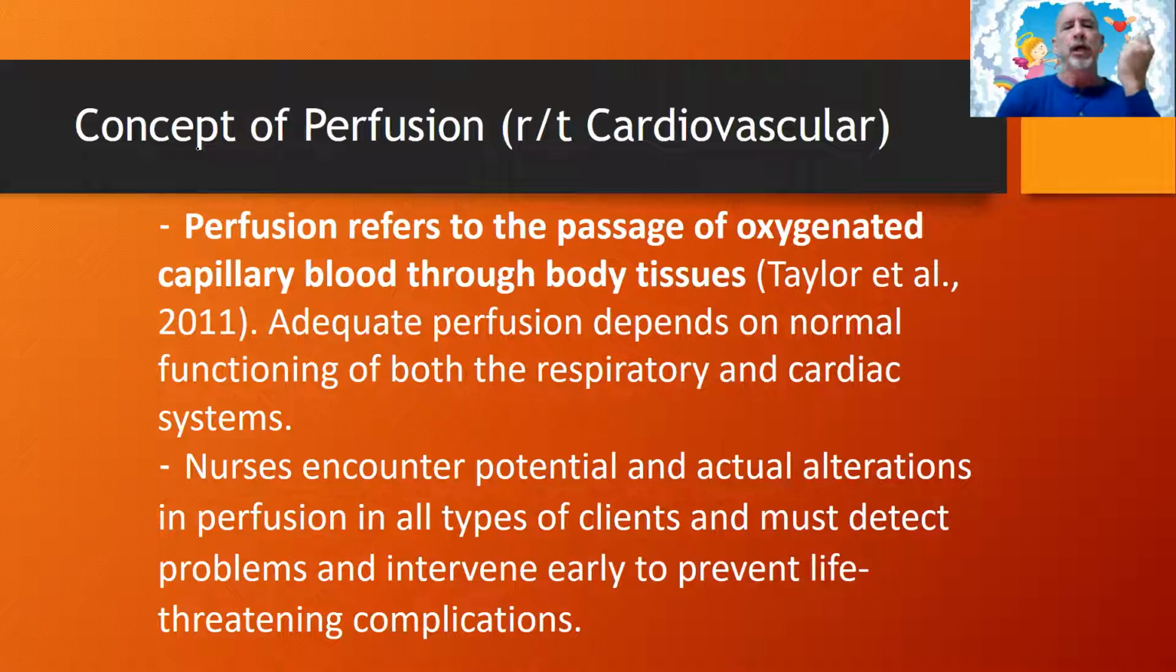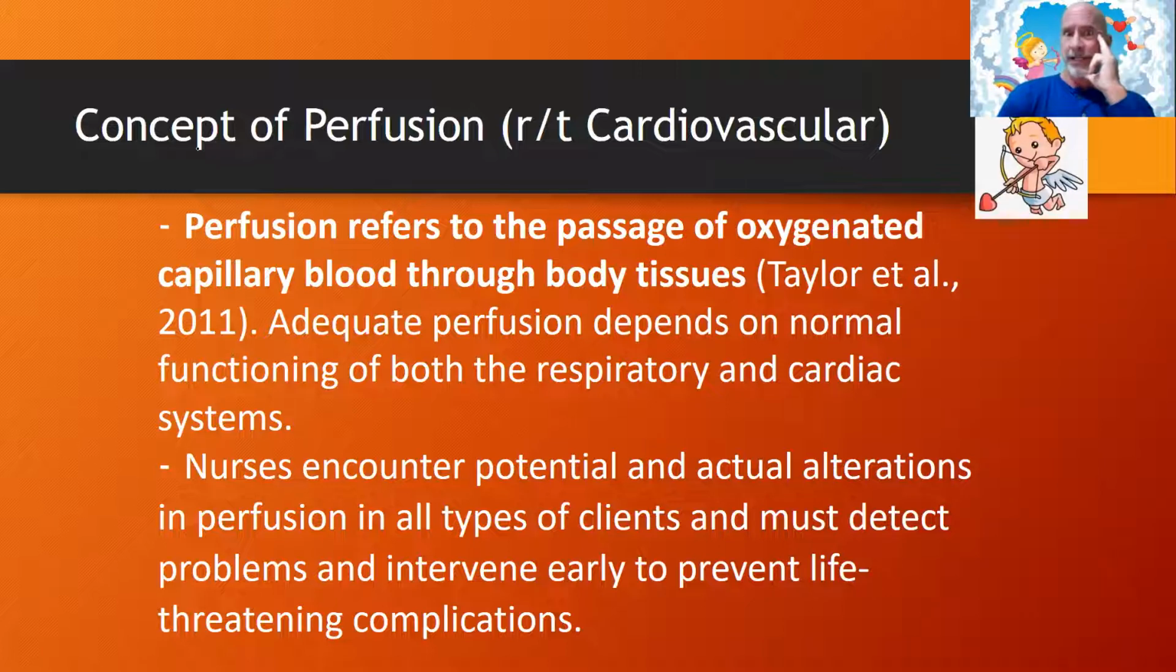Now, the concept of perfusion, basically what we're talking about is the passage of oxygenated capillary blood through the body tissues. Now, as you had in the last following weeks, respiratory, that's where the non-oxygenated blood goes into the lung, and you get rid of the CO2 and you pick up the oxygen and you go back to the heart. We're going to talk about where it goes from there, which is into the body. But we still have to talk about the lungs because they're part of that whole cycle. Oh, you might see that again.